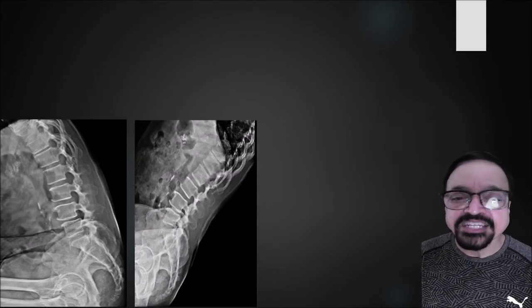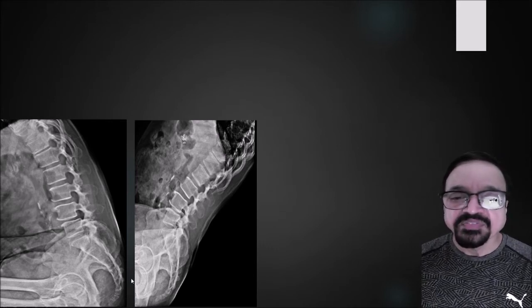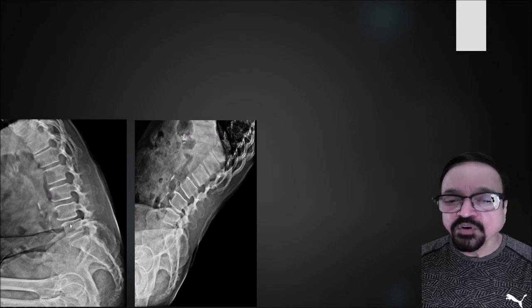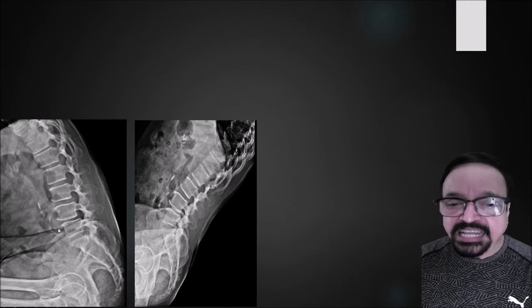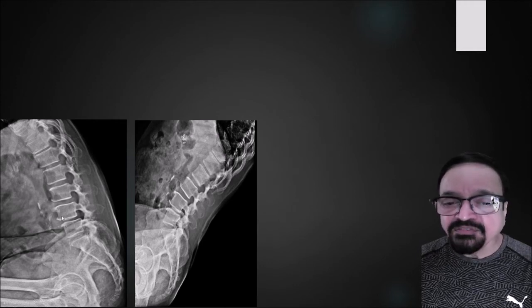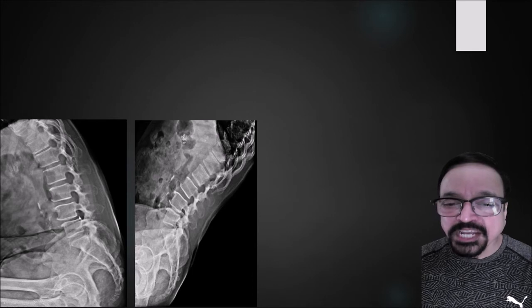Now these are the flexion and extension views. Now what they are showing is, if you see here, this is the L4-5 disc. Observe here the disc space, number 1. Number 2, see the position of L4 and L5. Whether there is instability, whether they are moving. See the posterior position. Here also you see the posterior position.